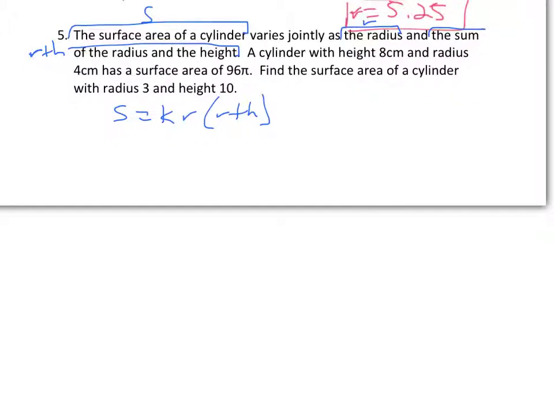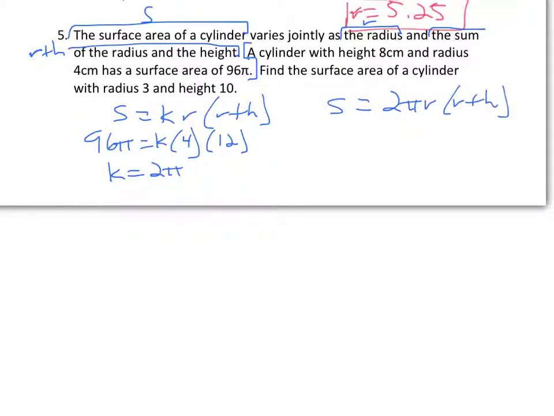I think it's probably best for us to use this second sentence to solve for K, and then use that K to solve our problem. So we've got a cylinder that has a height of 8 and a radius of 4 and a surface area of 96 pi. So 96 pi equals K times 4 times 4 plus 8, which is 12. You could just divide the 48 over and get K equals 2 pi. So now we have a new equation: S equals 2 pi R times R plus H.